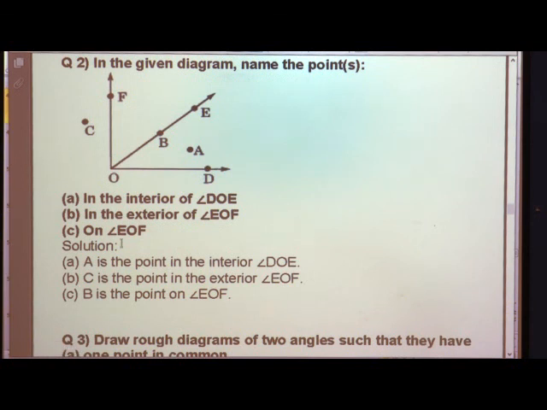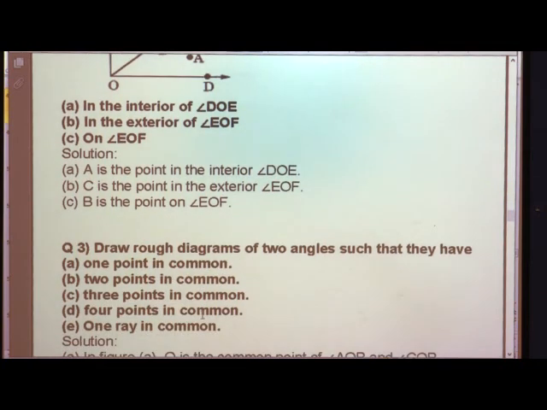Next, on angle EOF. Now we have to find the point which lies on angle EOF. So which is the point lying on the angle EOF? So here is the point. B is the point that is lying on the angle EOF. Next question.